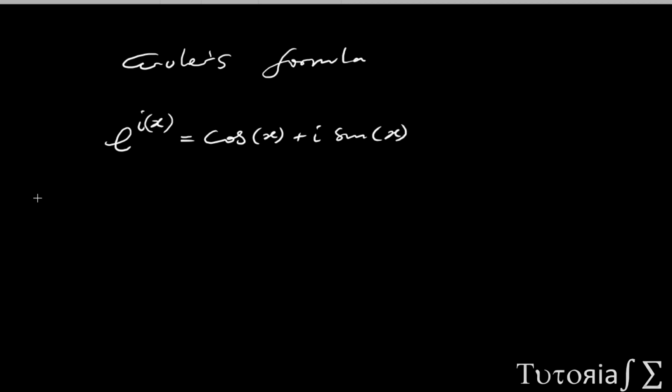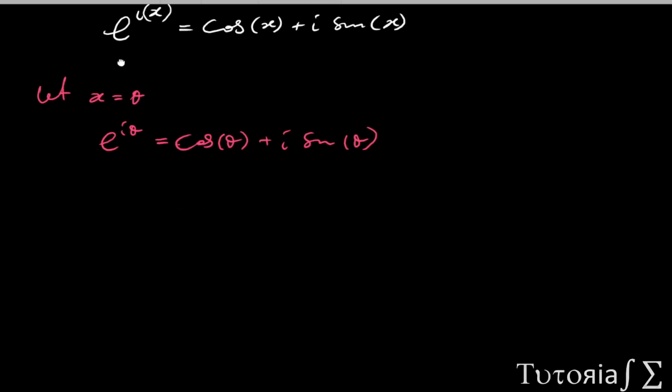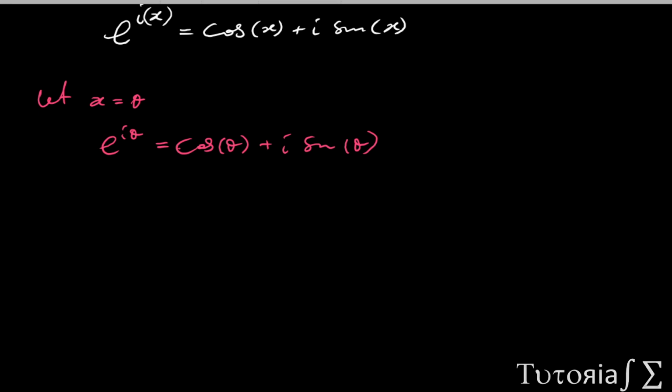Now, if we let x equal theta from Euler's formula, we're going to have e to the i theta equal to cos, where there is x it changes to theta, plus i sine, where there is x it changes to theta. So I'm basically writing the same thing with theta. Now for this part, we're going to multiply both sides of the equation by n.